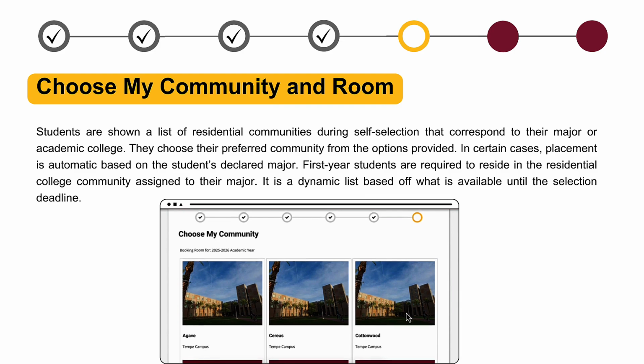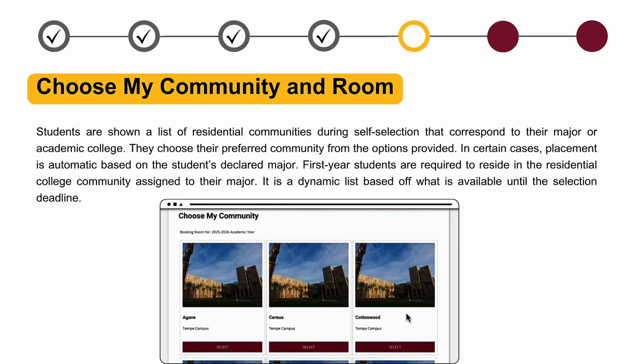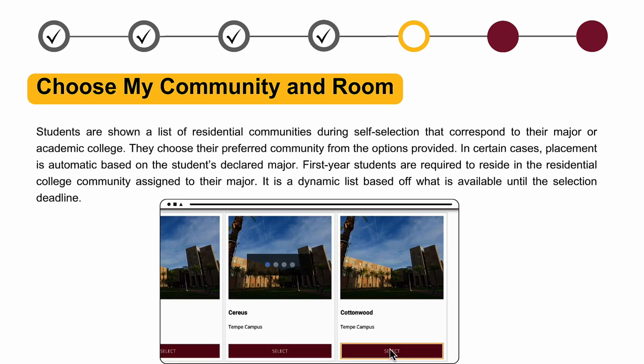Choose your community and room. Students are shown a list of residential communities during the self-selection period that correspond to their major or academic college. They can choose their preferred community from the options provided. In certain cases, placement is automatic based on the student's declared major. First-year students are required to reside in the residential college community assigned to their major.